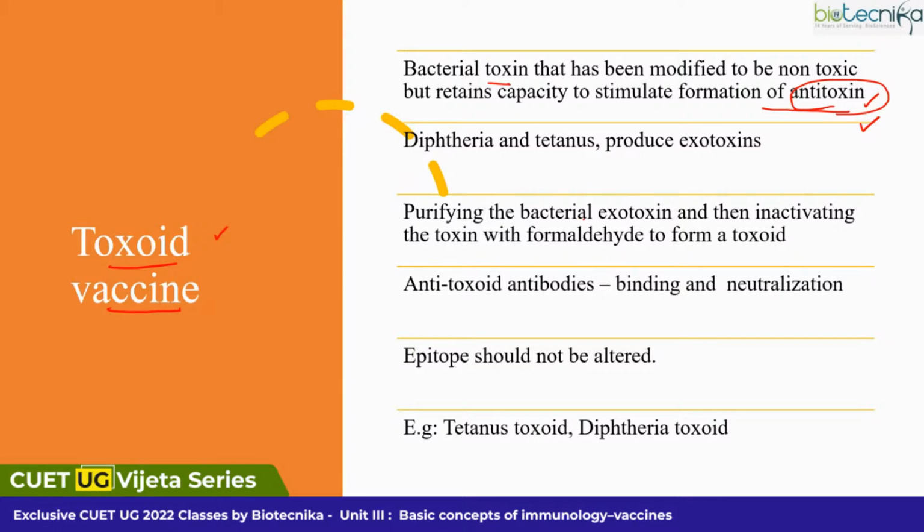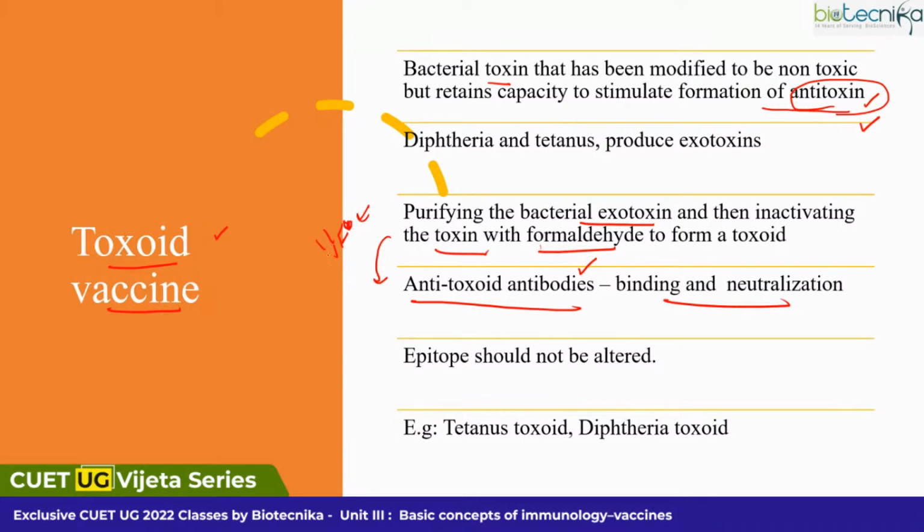So you need to purify the bacterial exotoxin and inactivate the toxin. Various chemicals like formaldehyde can be used, and other chemicals are also available by which you can make it non-toxic by inactivating the toxin. Then when it is injected into the individual, it will give rise to anti-toxoid antibodies. These antibodies will bind to the toxin if a toxin enters, and then neutralize the toxin. Antibodies binding to the toxin is known as neutralization.